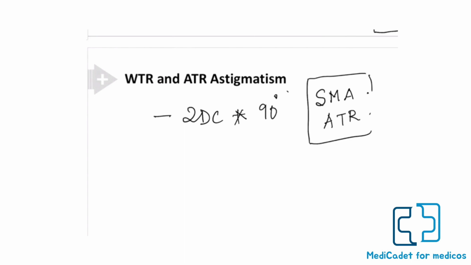So this is the option you have to mark. I will explain this once more. See, minus 2 diopter cylinder cross 90. Minus cylinder or concave cylinder means what? It is SMA, simple myopic astigmatism, and minus cylinder cross 90 means ATR, against the rule.